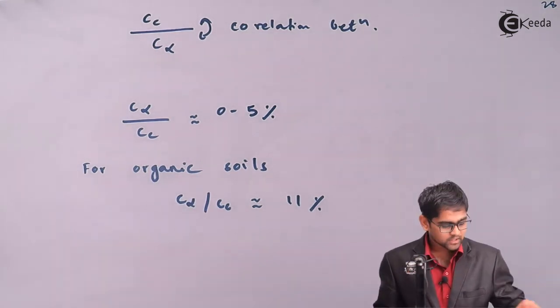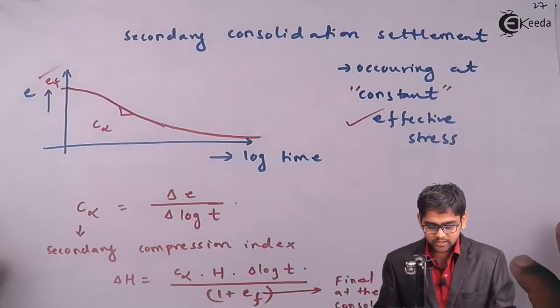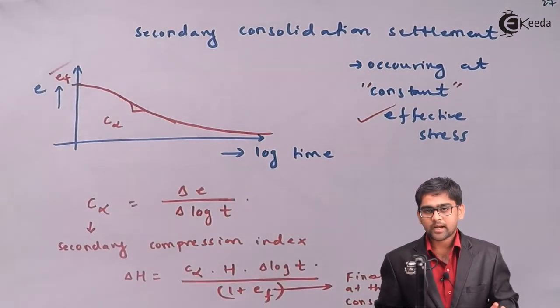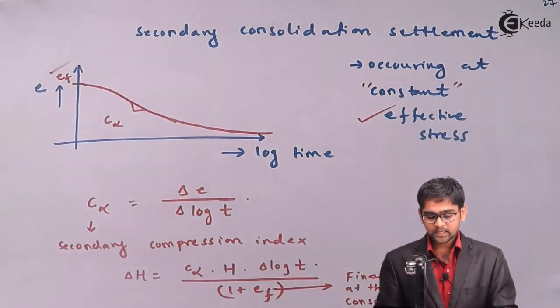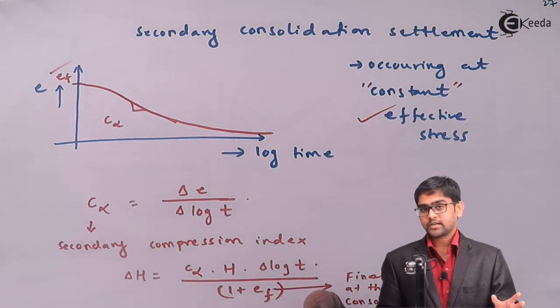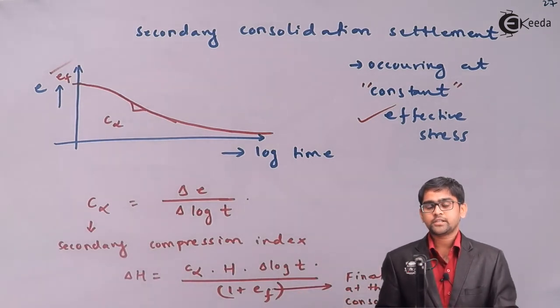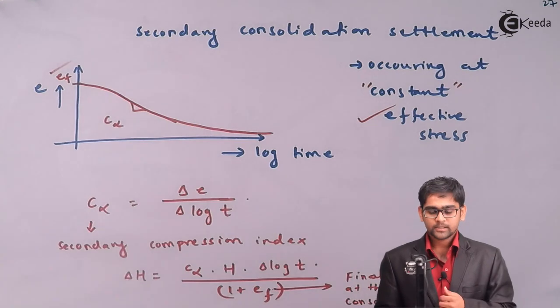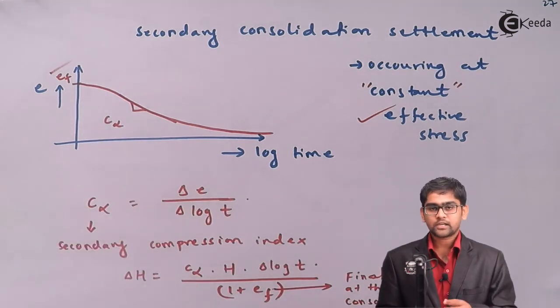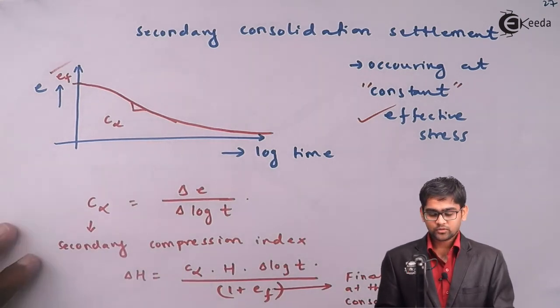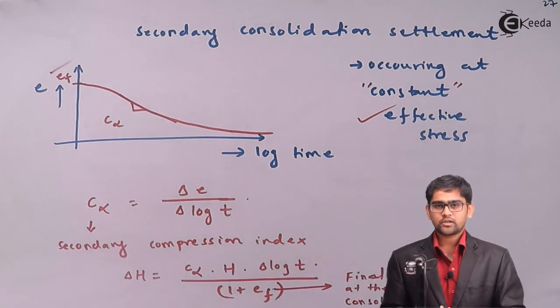So in this aspect we finish the computation of the primary as well as the secondary consolidation, and we have also seen how to calculate primary consolidation with the change in the effective stress, and how to evaluate the creep, that is the secondary consolidation, which is occurring under the constant effective stress with time. So this finishes the computation of the consolidation settlement.